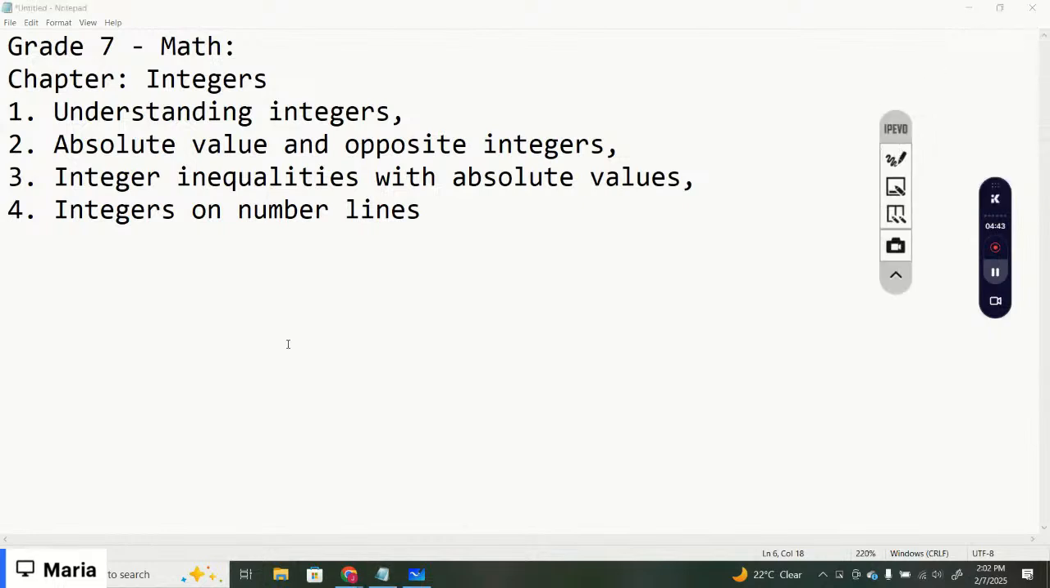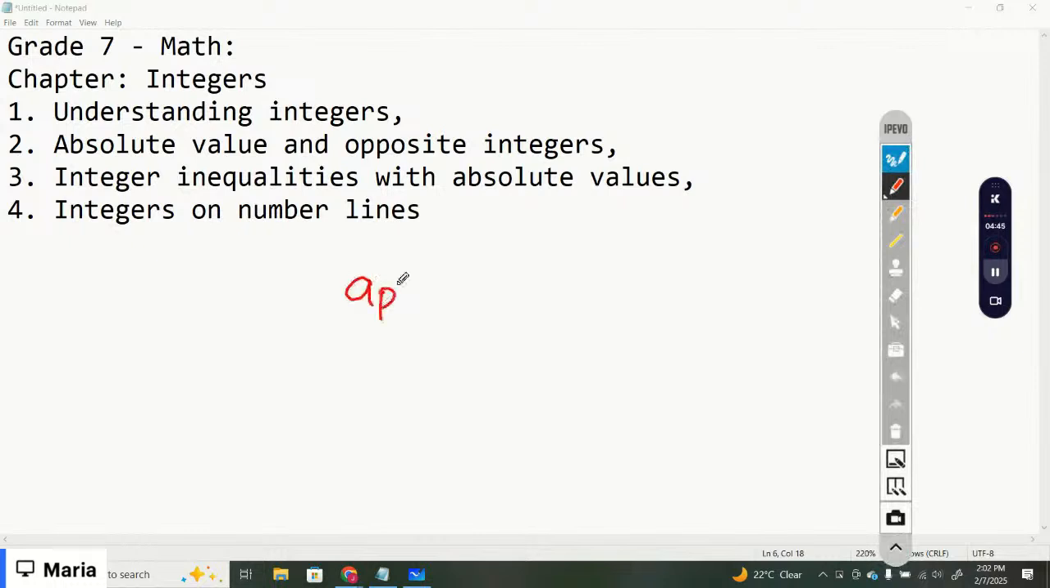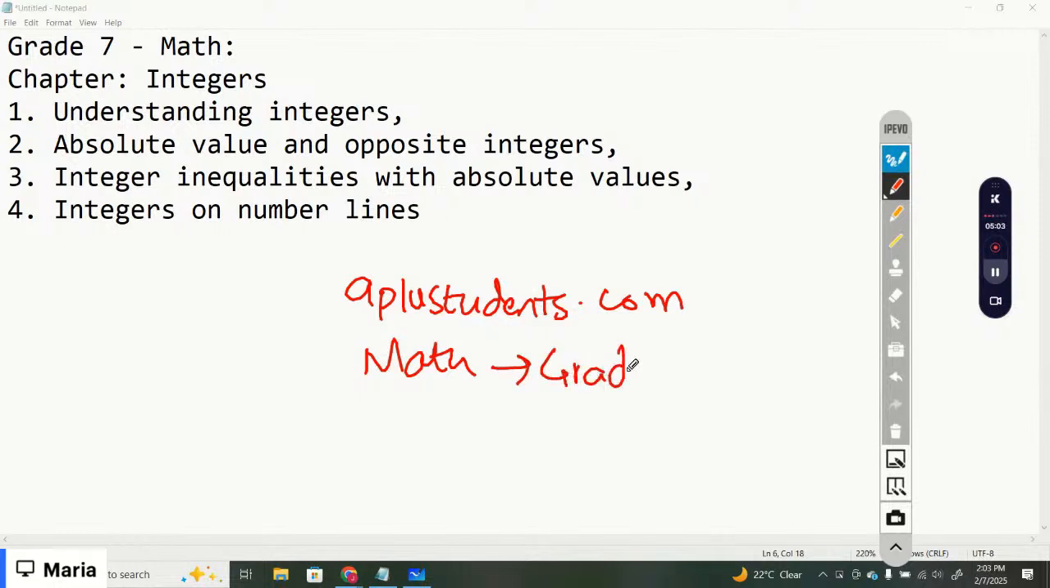You can find all the lessons on aplusstudents.com. You have to log in there using your email address and password provided by the administrator. Then select math from the subject tab, scroll down to grade 7 math and click on view all lessons. There you can find a list of the chapters.